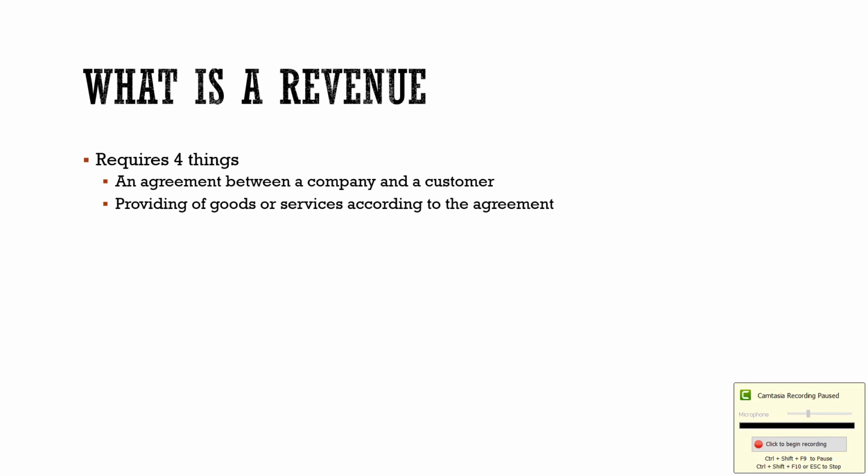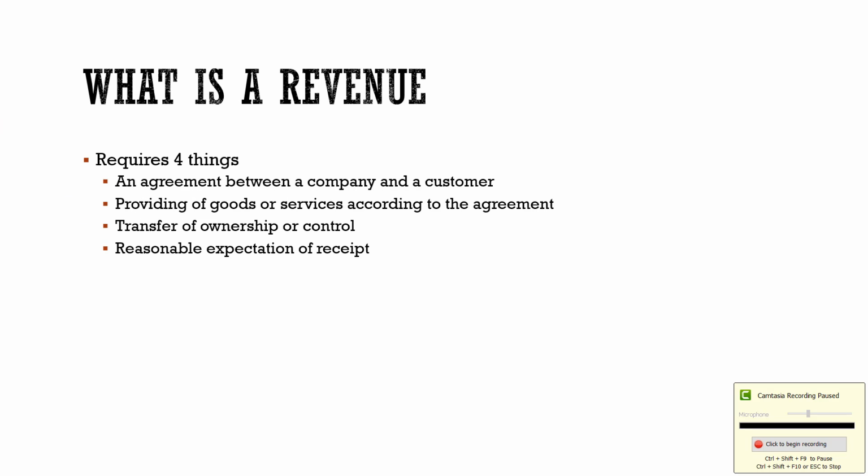That agreement must have an element where you provide goods or services according to that agreement. So the company provides goods or services. In essence, it earns the revenue. It has to do something for there to be revenue. That then results in a transfer of ownership or control. So for instance, if you go to Walmart and purchase something, you get to leave with that item. They have transferred ownership or control to you.